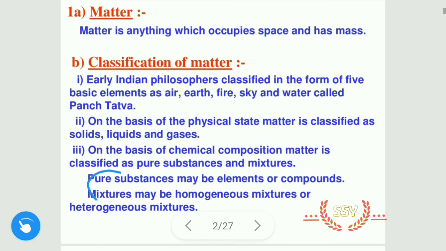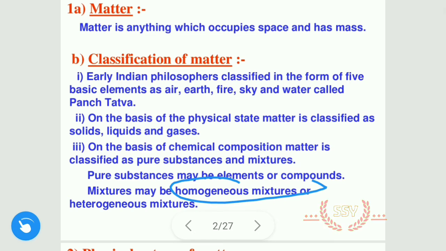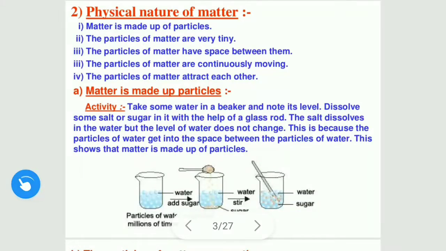Pure substances may be elements or compounds, whereas mixtures can be homogeneous or heterogeneous mixtures. We will be discussing homogeneous and heterogeneous characteristics in the next video. Okay, so we have discussed matter.